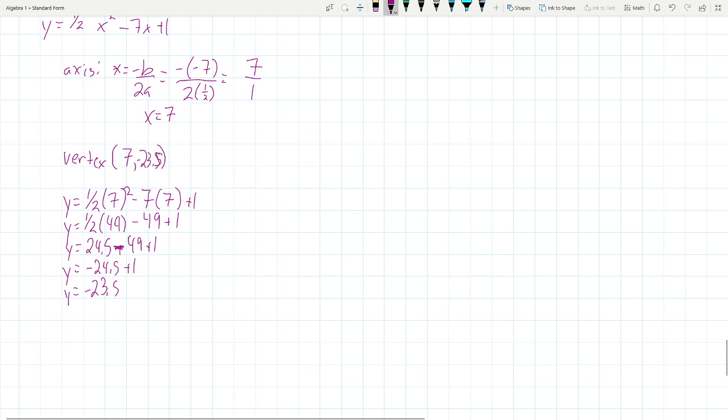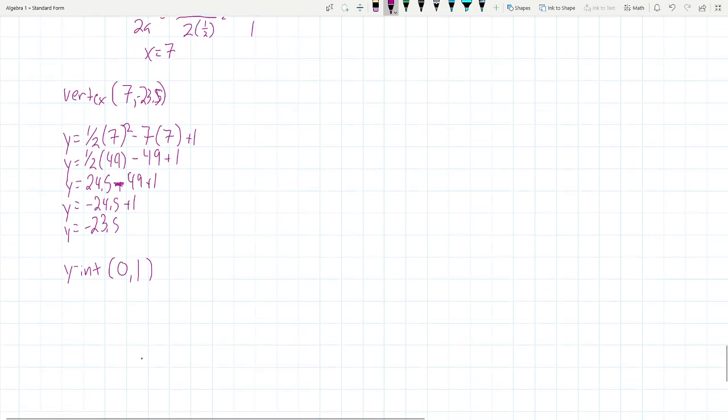Okay. I'm going to do my y-intercepts. So my x is 0. What is my y value? Well, my y value winds up being 1. Okay. Find my x-intercepts.